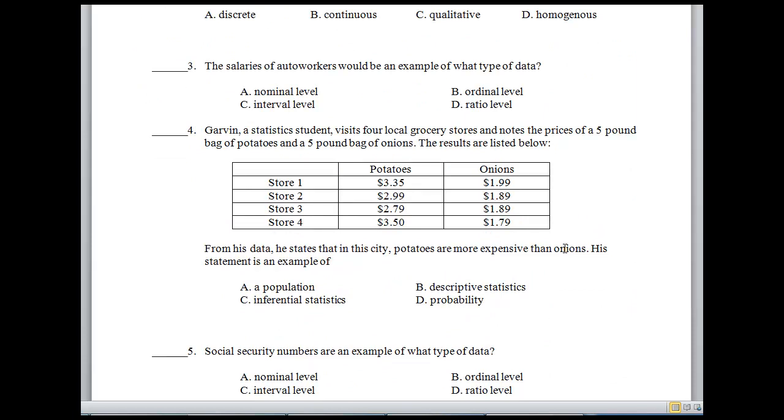Mr. Bortz. Okay. Garvin, a statistics student, visits 4 local grocery stores and notes the prices of a 5-pound bag of potatoes and a 5-pound bag of onions. The results are listed below. From this data, he states that in his city, potatoes are more expensive than onions. His statement is an example of a population, inferential statistics, descriptive statistics, or probability.